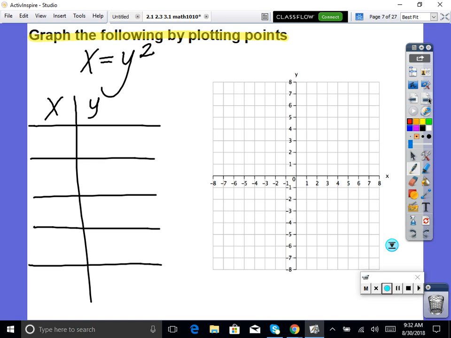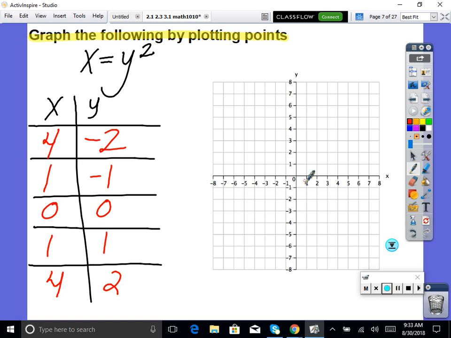So instead, we're plugging in something for y and getting out our x. Does everybody see? So we're going to pick y values. We can pick any x, y points we want. Does everybody understand that? So I'm going to go with -2, -1, 0, 1, and 2, but now those are our y values. It works the same way though. -2 squared, so our x value is 4. -1 squared, 0 squared, 1 squared, and 4. And now we'll graph those points.